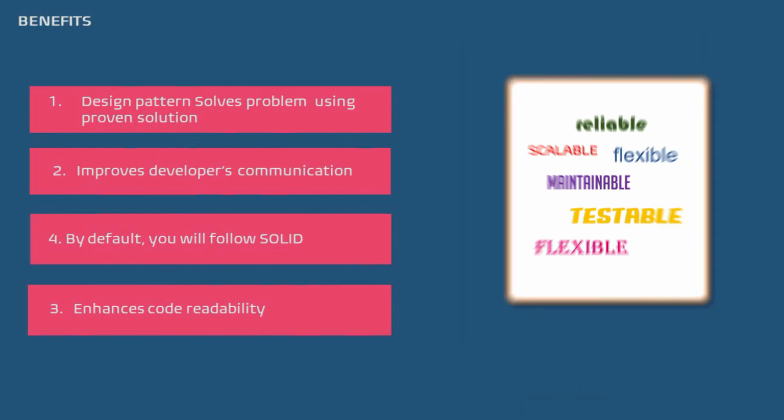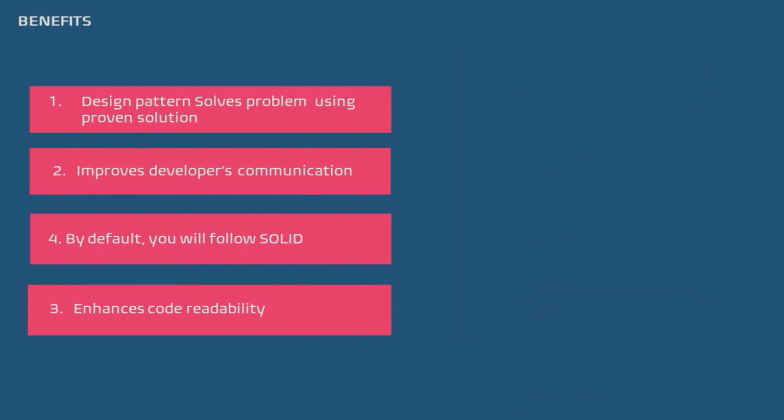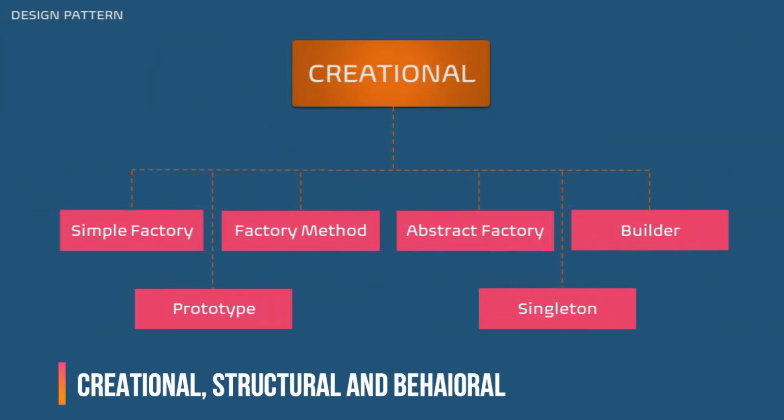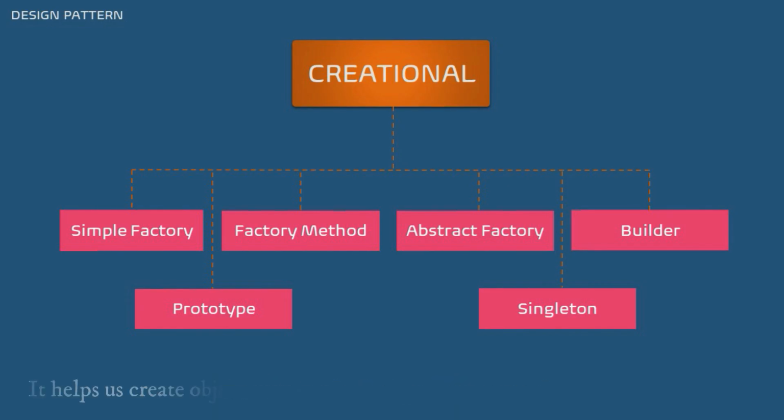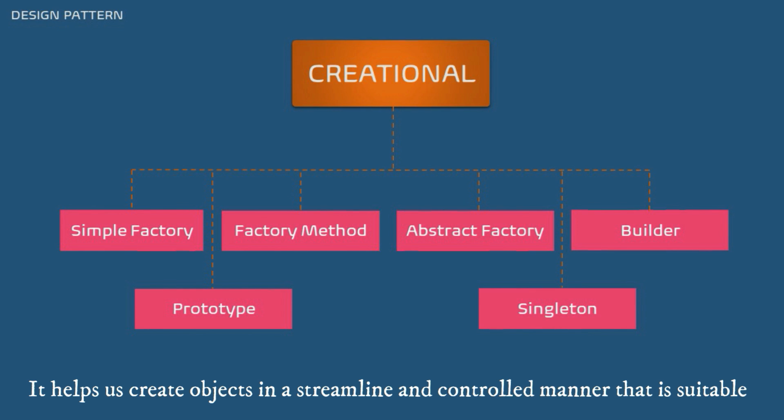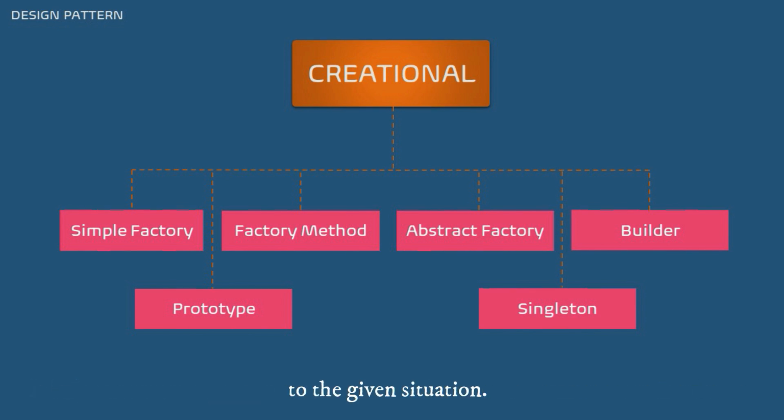Let's talk quickly about different categories of design pattern before wrapping this up. As per Gang of Four, there are mainly three categories of design pattern. First one is creational pattern. Creational patterns are all about the way in which objects are created. It helps us create objects in a streamlined and controlled manner that is suitable to the given situation. There are creational design patterns, namely simple factory, factory method, abstract factory, builder, prototype, and singleton design pattern.